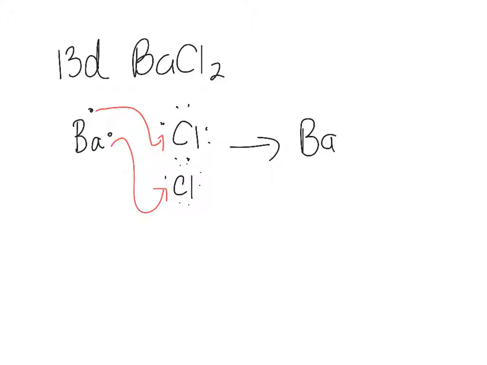So barium ends up, guys, with no valence electrons. It's got an empty shell. Chlorine ends up with 8 electrons. But each one only gained 1, so the charge is 1 minus, but there's 2 of them.